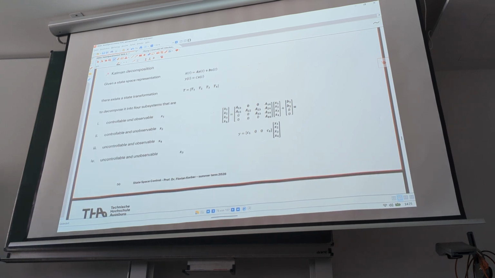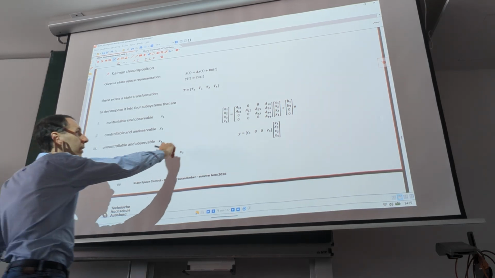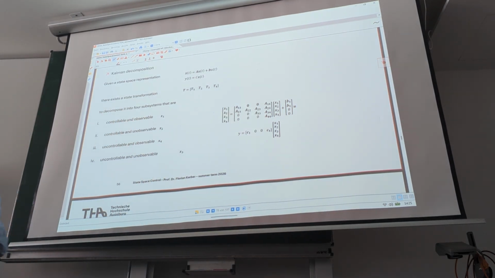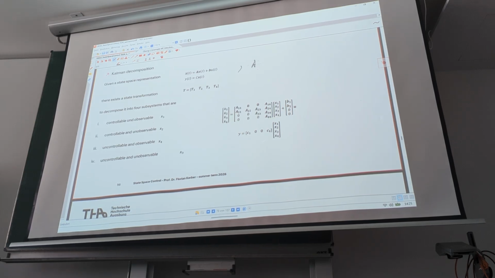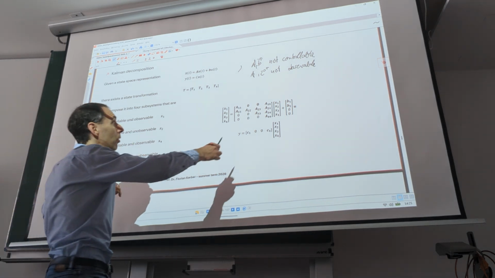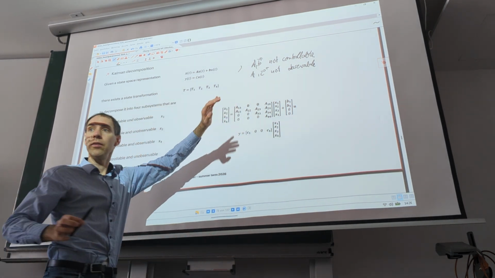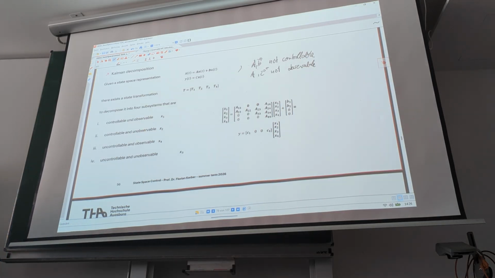So we can find a transformation for a system that is neither observable nor controllable, which basically yields this result here. Okay, so this system A, B is not controllable, A, C is not observable, then I can find this partitioning. If it is, for example, controllable, then this partitioning would yield zero matrices, and zero units.